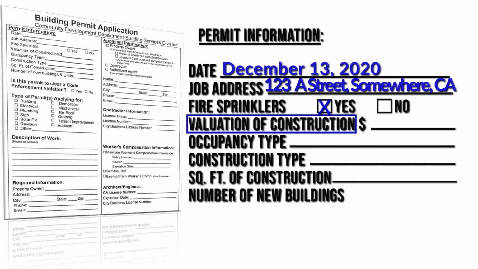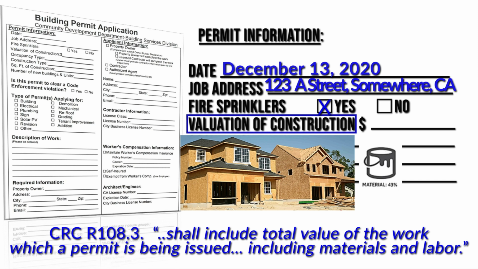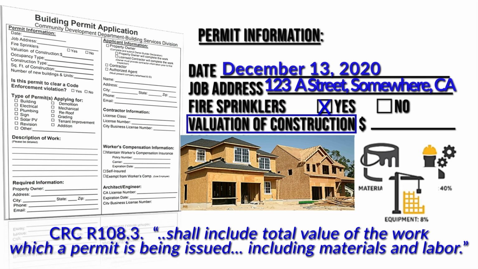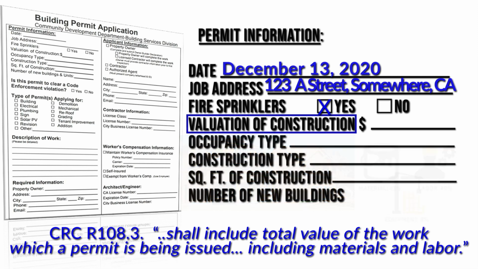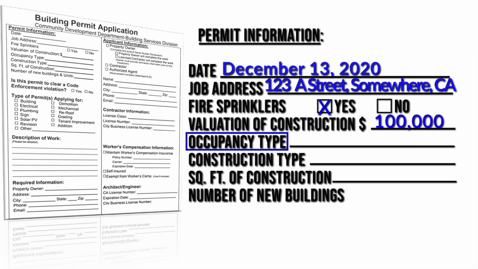Next is valuation of construction. This is where you would indicate the value of the construction you are proposing. Please keep in mind that this is not an arbitrary number. The valuation must be the exact cost of materials and labor for the proposed work. In this exercise, we are submitting for an addition of 500 square feet to an existing single-family residence with a valuation of $100,000. Moving on to building occupancy classification, occupancy types.